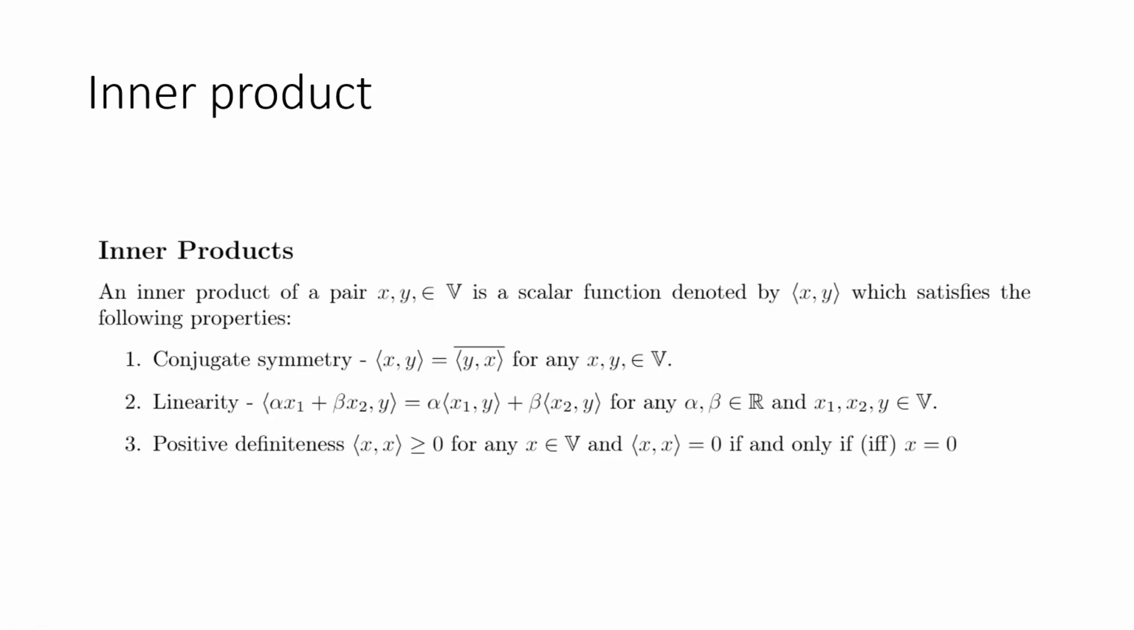The inner product of x and y is a scalar function, meaning it spits out a scalar. Every inner product function satisfies 3 conditions. Conjugate symmetry: if we flip the order of the inner product and take its complex conjugate, we will get the same value. Linearity is as defined here. And positive definiteness, meaning that the inner product of x with x will always be non-negative for every x, and the inner product of x with x would be 0 if and only if x is 0.